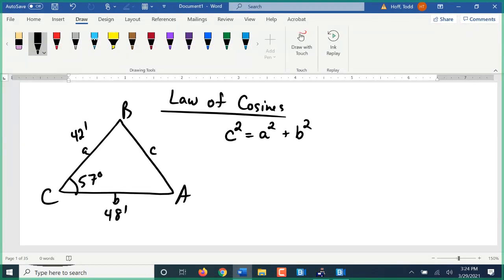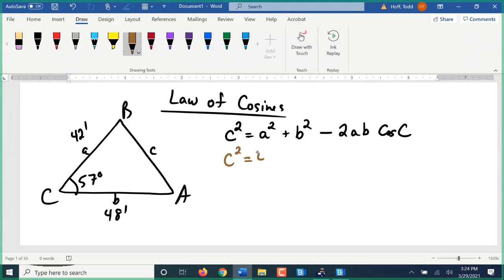That looks kind of familiar so far, doesn't it? What's it look like? Pythagorean theorem. The law of cosines is sometimes referred to as the generalized Pythagorean theorem. Pythagorean theorem only works for right triangles. Law of cosines generalizes it for triangles that are not right angles. The adjustment factor is minus 2 times the length of side A times the length of side B times the cosine of angle C.